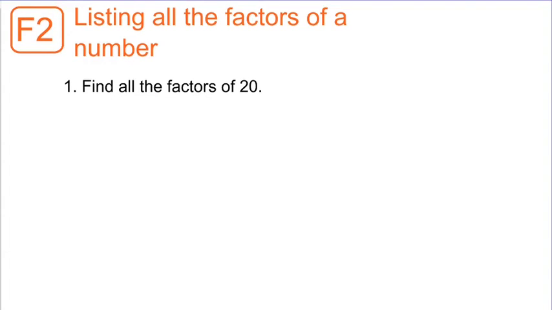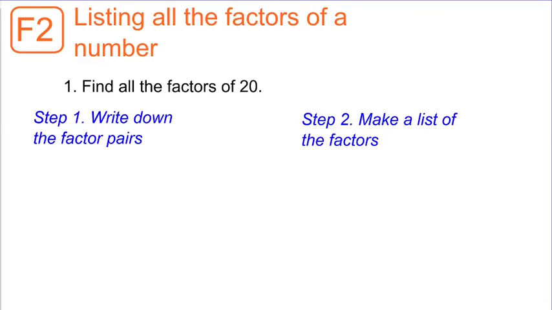As an example, let's find all the factors of 20. We'll do this in 2 steps. First, we'll write down the factor pairs. Next, we'll make a list of the factors. Start by writing down 20 equals, and first we write down the factor pair that's 1 and 20 itself, because 20 is 1 times 20.